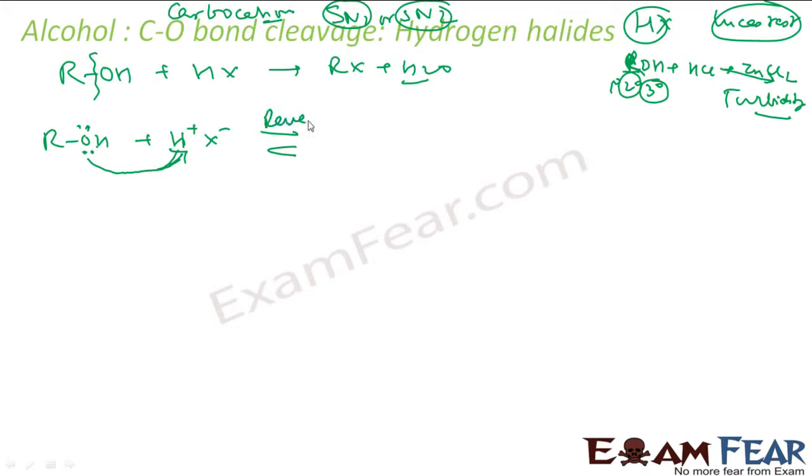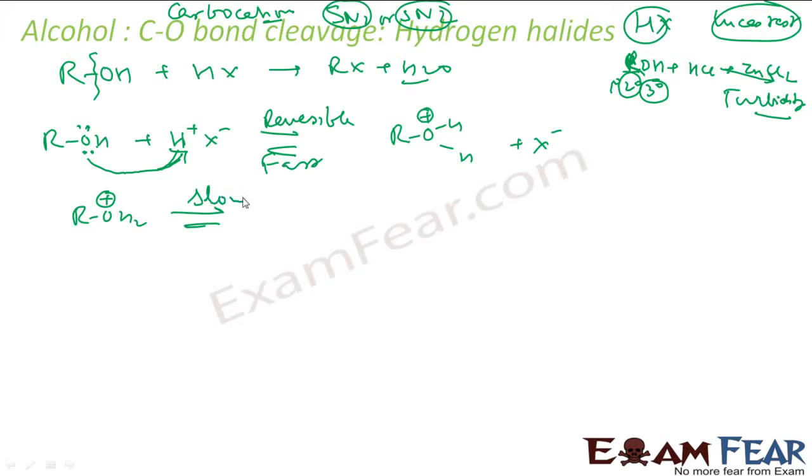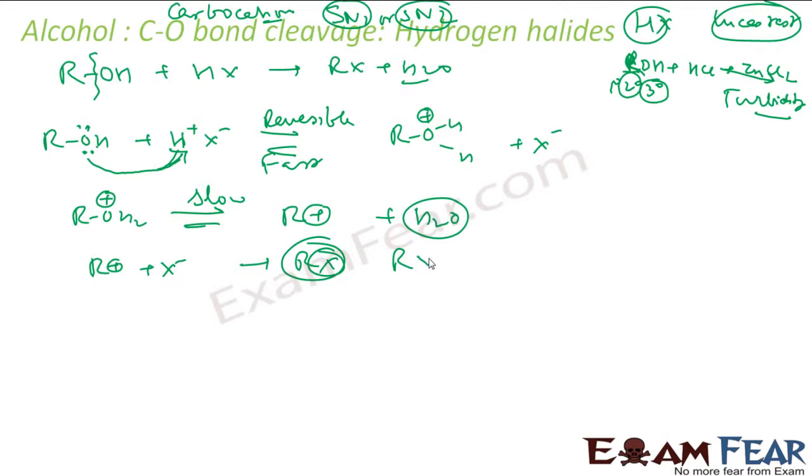It's reversible actually, and fast also. So what you get is ROH2 plus X minus. This protonation is done because OH is not that great a leaving group, but H2O plus is a good leaving group. So now I have ROH2 plus. It is a slow process now. You get R plus and H2O. Now you got R plus, it is an SN1 reaction. So R plus now will react with X minus and give you RX. Correct. So it is a nucleophilic substitution reaction.